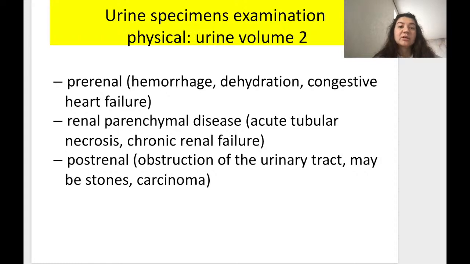Okay, changes of urine volume can be pre-renal, for example, due to hemorrhage, dehydration, or congestive heart failure. They can be due to renal parenchymal disease, like acute tubular necrosis or chronic renal failure. Or they can be due to post-renal causes, and here most often it is obstruction of the urinary tract, maybe stones or, for example, carcinoma.